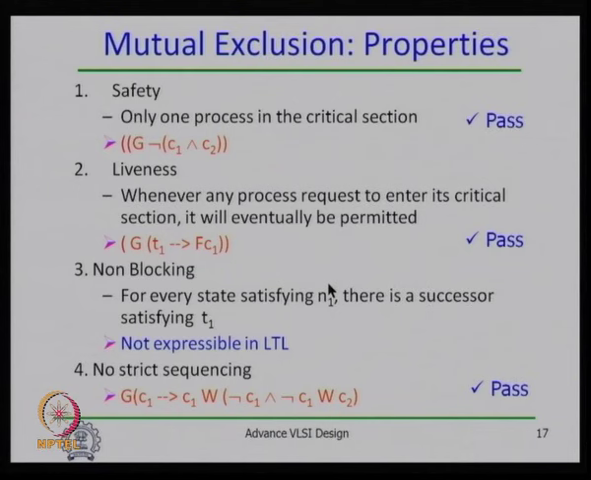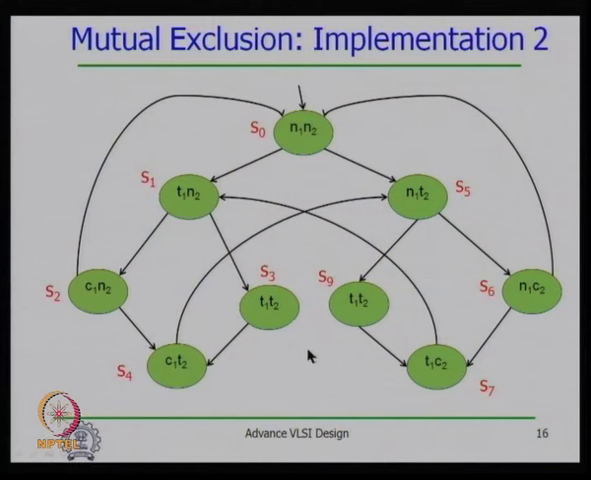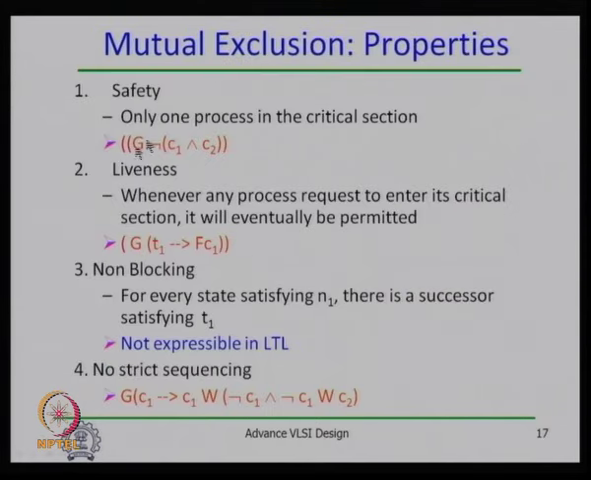Now if you look at it, you won't find such a path, and hence all these three properties will pass. This way you can specify properties and then verify those properties on a given model. That model is generated from the implementation. So this implementation describes a transition system or finite state machine or Kripke structure, and your specifications are written in terms of LTL formulas.